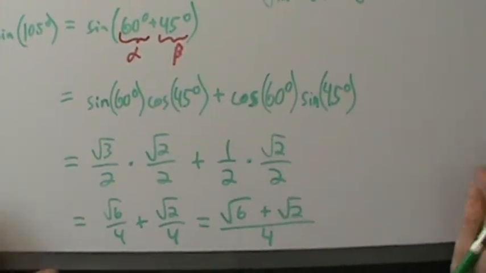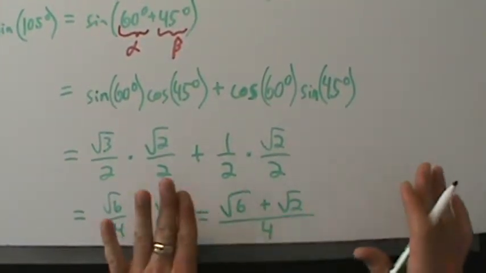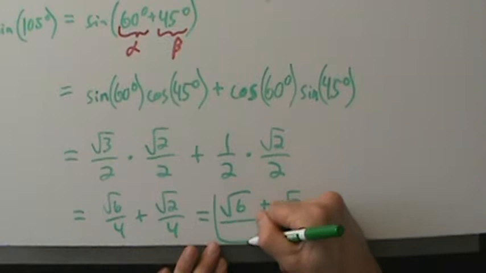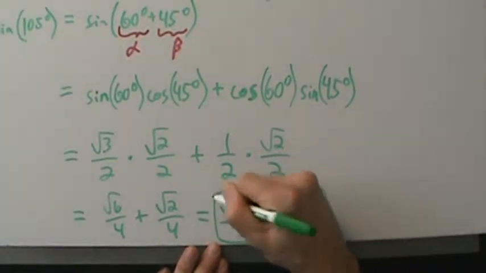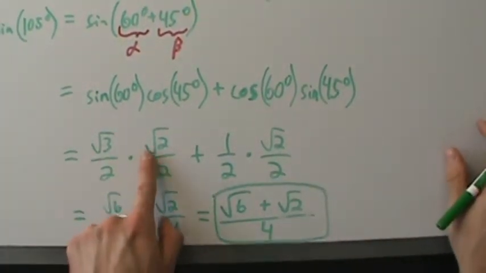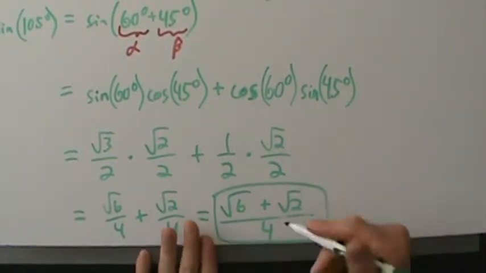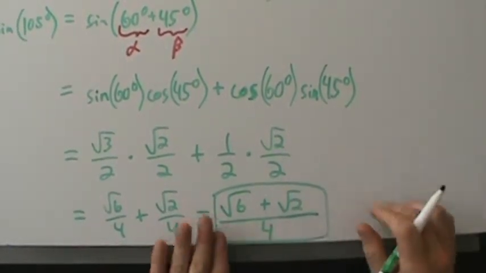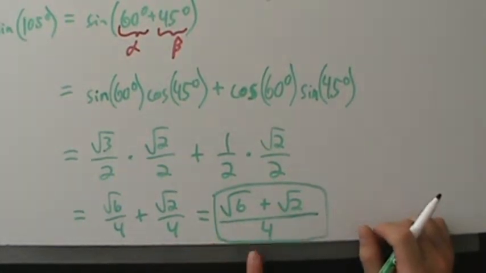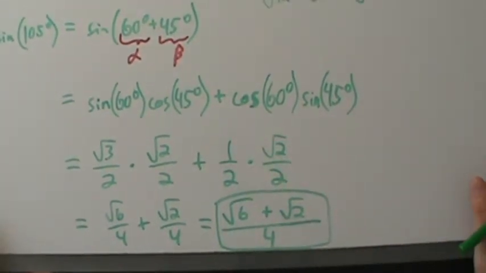Again, be careful: root 6 and root 2 cannot be combined. You can only combine if you're multiplying, like root 3 times root 2. But one square root plus another square root, you can't really do anything with that. So that's the final answer here, root 6 plus root 2 all divided by 4. Kind of a goofy answer, but that is what it is.